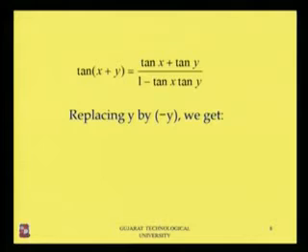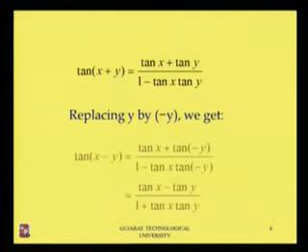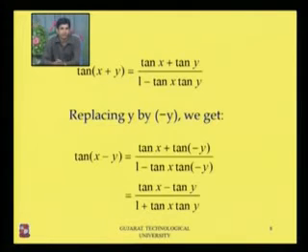If we replace y by minus y, then we will get tan of x minus y: tan x plus tan of minus y over 1 minus tan x into tan minus y. As we know that tan theta is sin theta over cos theta. Sin is an odd function and cos is an even function. So tan is an odd function, so tan of minus y is minus tan y. So formula of tan of x minus y is tan x minus tan y over 1 plus tan x into tan y.